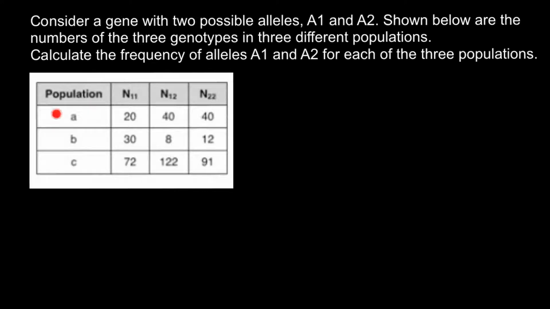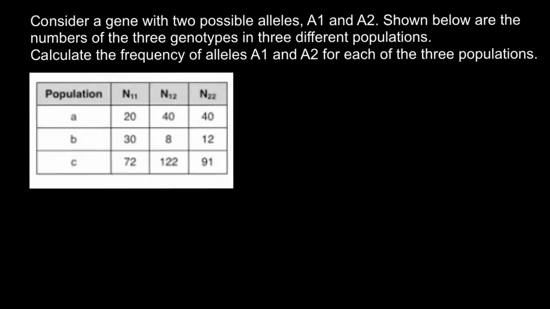So this is population A, and this is the number of individuals with genotype A1A1. This is not frequency, this is absolute numbers, number of individuals. This next column is the number of individuals who are heterozygous, A1A2, and this column represents the number of individuals whose genotype is A2A2. So how do we find how many A1 alleles and how many A2 alleles we have here?